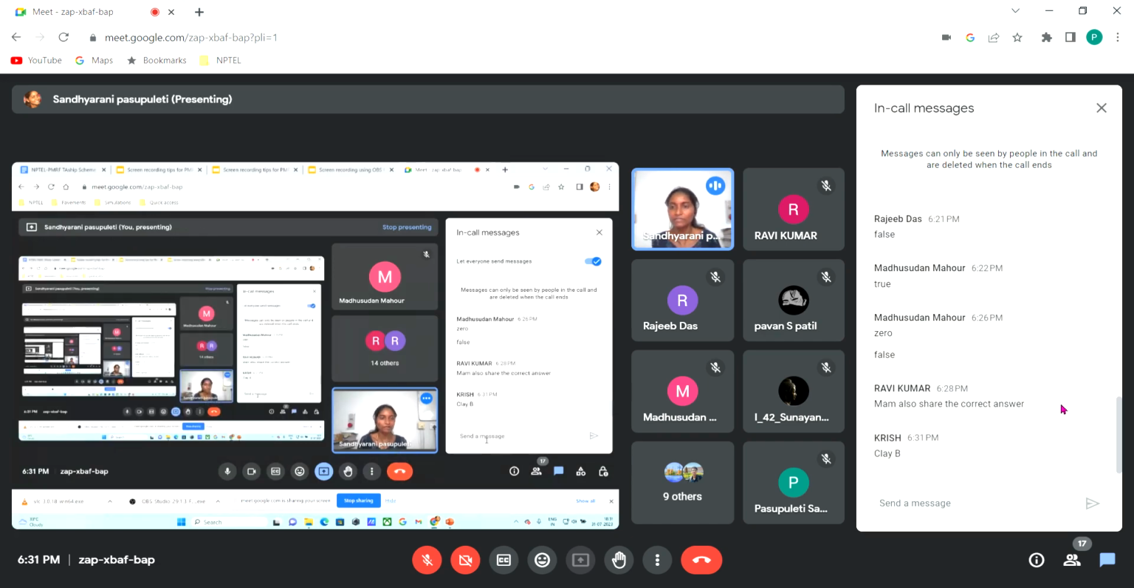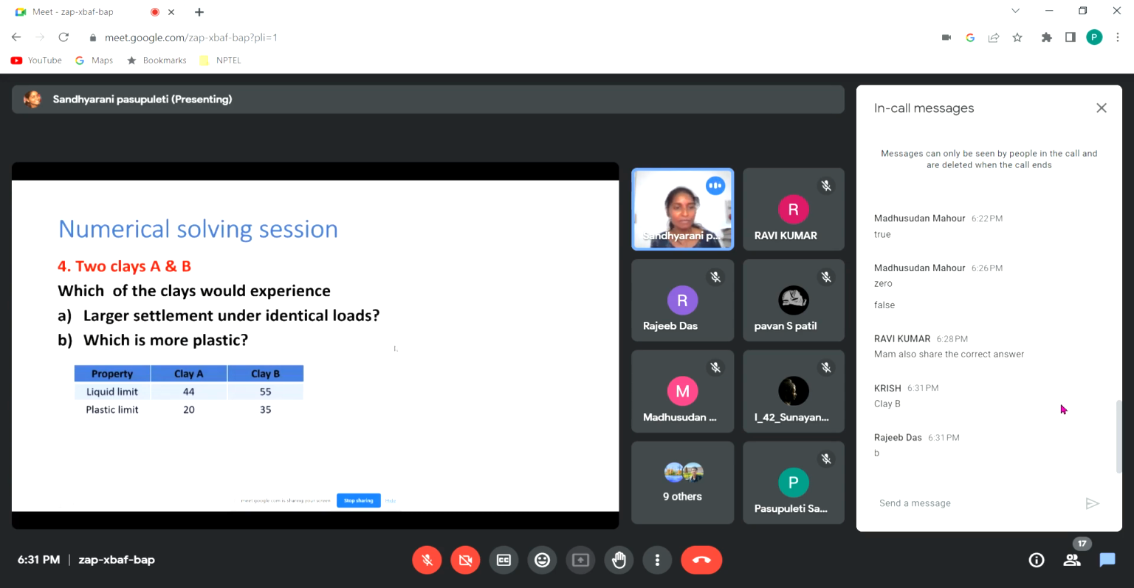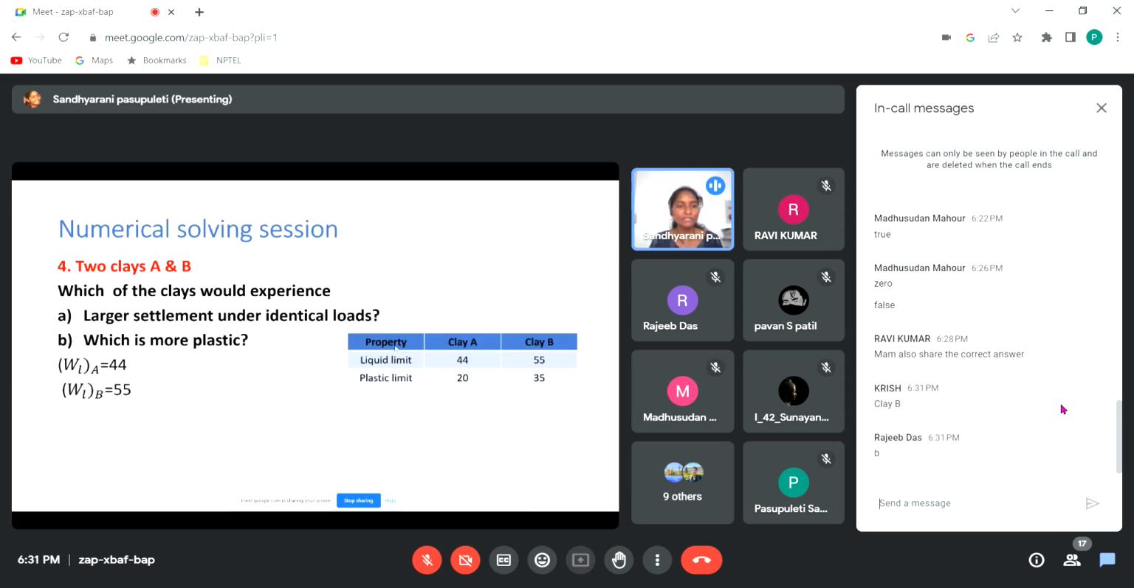Yes, Krish says it is clay B. So clay B has high compressibility. If the compressibility is more, what can we say? It undergoes large settlements. So we have finished the first part. And the second thing is which is more plastic.